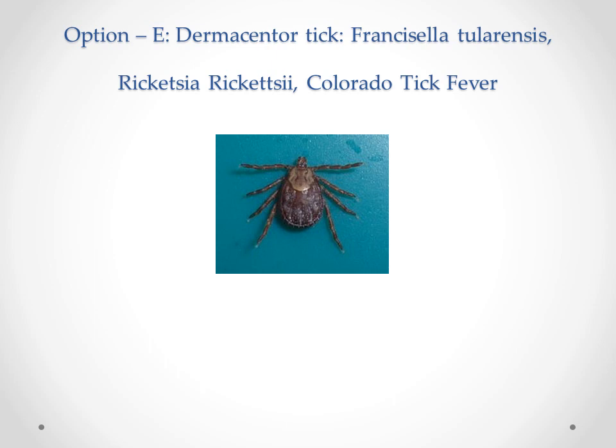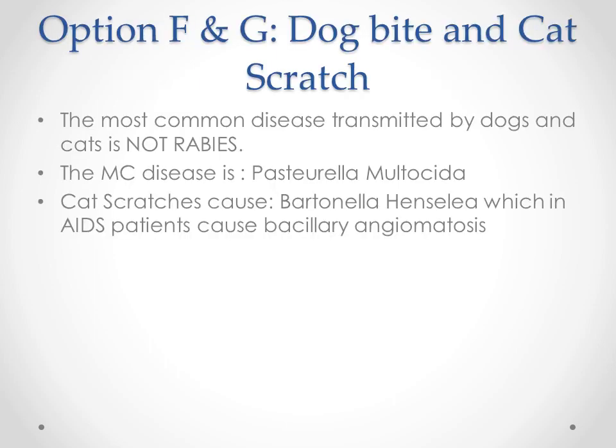There are other forms of ticks also, which we are not discussing here, which is the Ixodes tick. So don't confuse this with that. The Dermacentor tick has these three. Alright, so the last options are option F and G, the dog bite or the cat scratch. Neither of these transmit Trypanosoma cruzi, which was, if you remember, the original question which was asked.